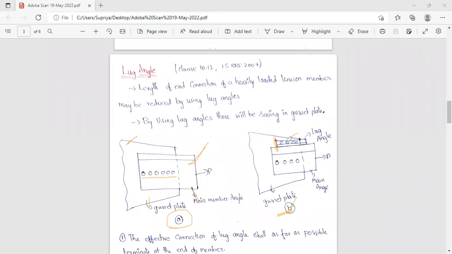So the design of the lug angle includes how we have to provide the connection and which type of lug angle we have to use. If you are using an angle section, it has some dimensions. What is the length of the legs? We have to decide which section to use for the lug angle and the number of bolts to use for connecting the lug angles. Okay, the design of the lug angle includes all these.